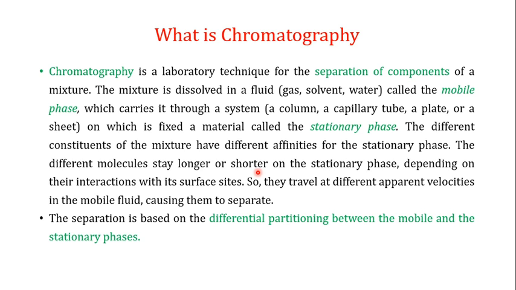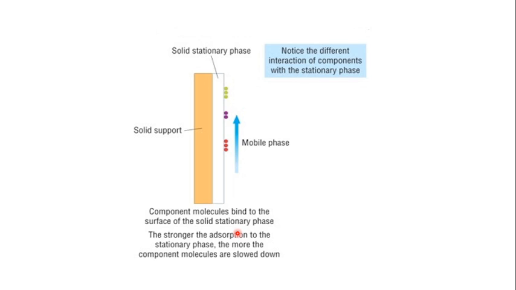So the components of the mixture travel at different apparent velocities in the mobile fluid, causing them to separate. If you summarize the whole thing and look at the basic principle of chromatography, you can see that the separation of the mixture in chromatography is based on the differential partitioning between the mobile and the stationary phase.